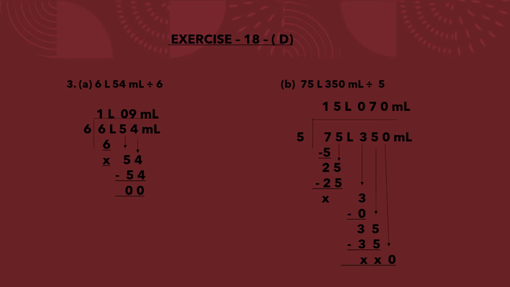Then bring down the next number, it will become 25. Now 25 comes in the table of 5, 5 times. So write down 5 above. 5 5s are 25. Then liter is written, write down liter on the quotient also.